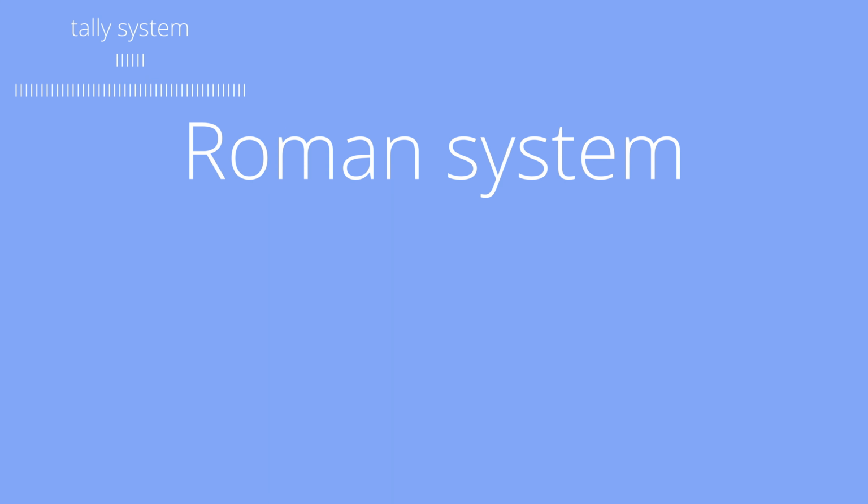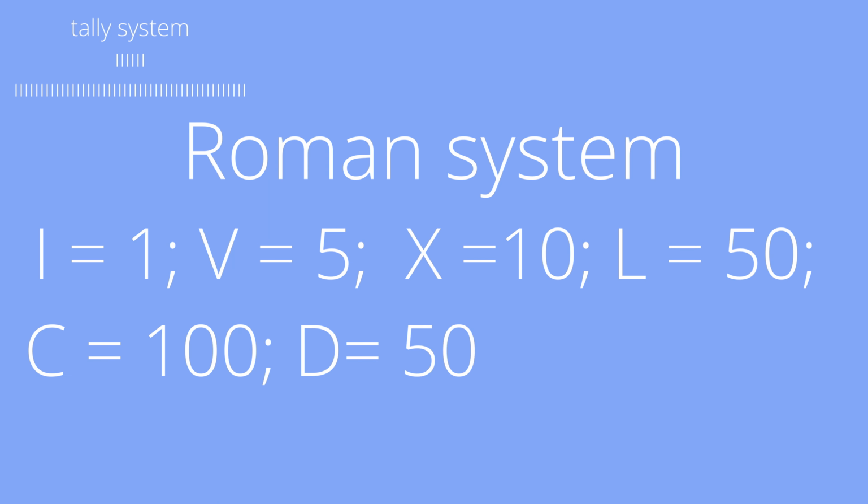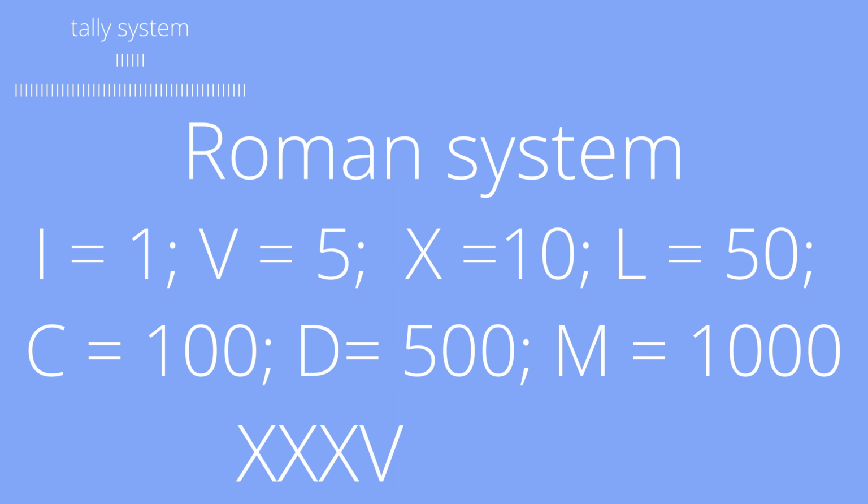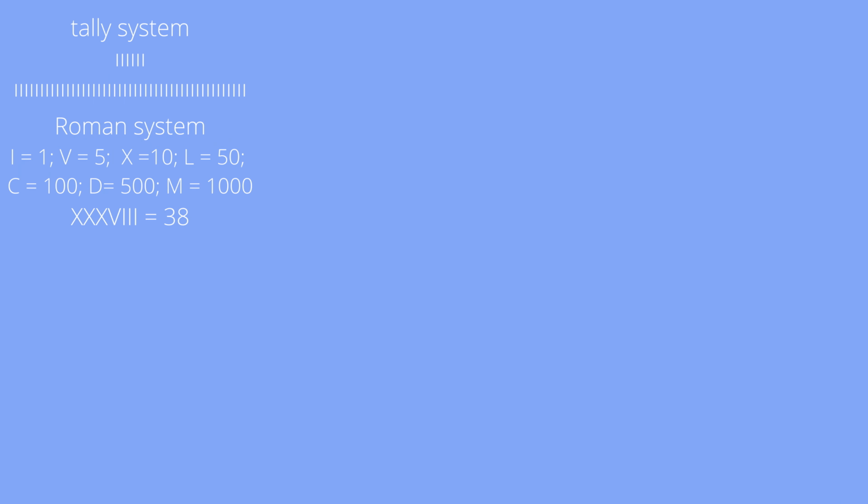The Roman system makes counting slightly easier by grouping several tally marks. For example, a group of 5 tally marks is represented by the letter V, and so on. This is number 38 in the Roman system. Not very concise. Writing millions and billions will be a disaster.